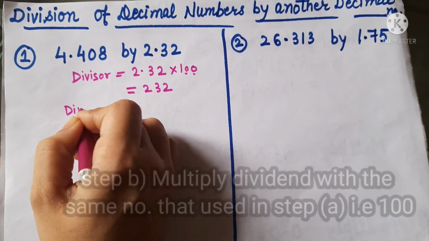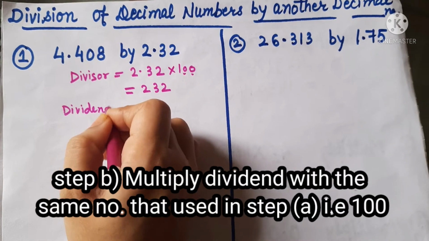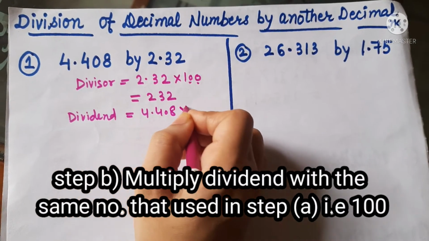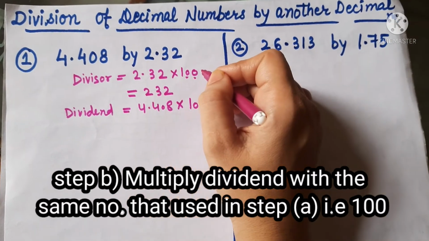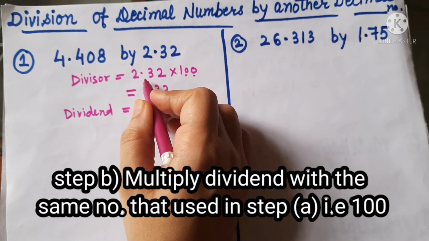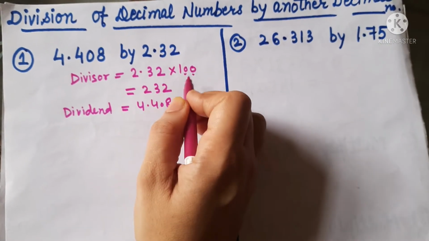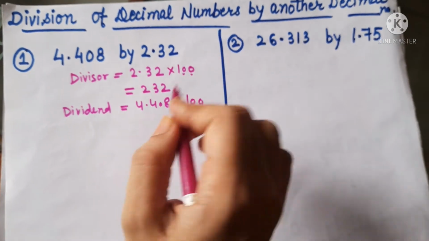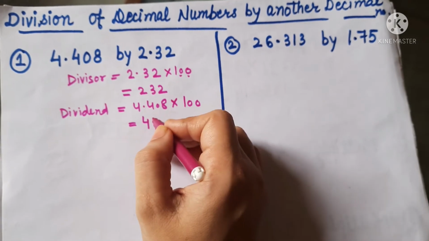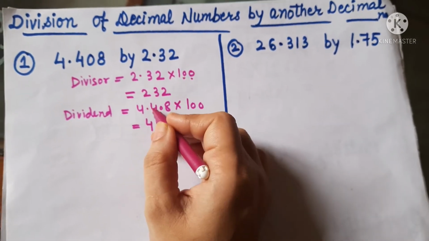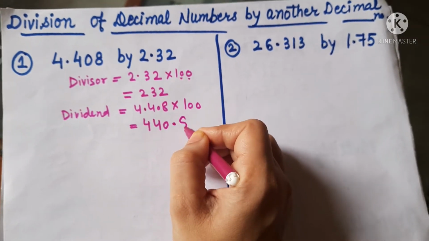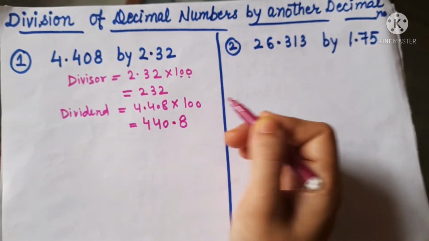And now in the same way, with the dividend, we will also multiply the number by 100. We have to multiply by the same number. We have to shift the decimal of the divisor to the right by 2 digits, so here also we will shift the decimal by 2 digits. So after 2 digits we get the decimal here when we multiply it by 100.